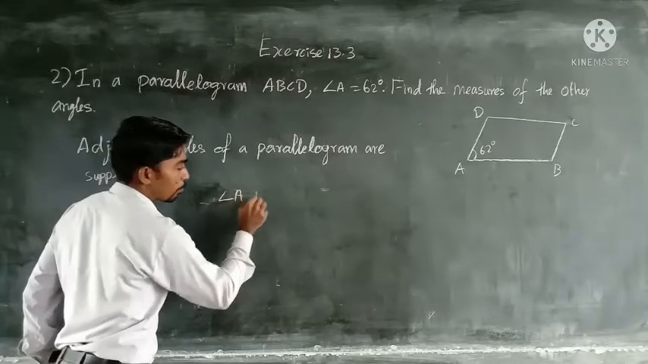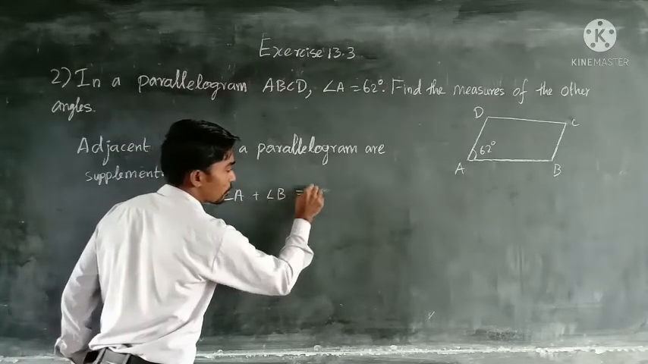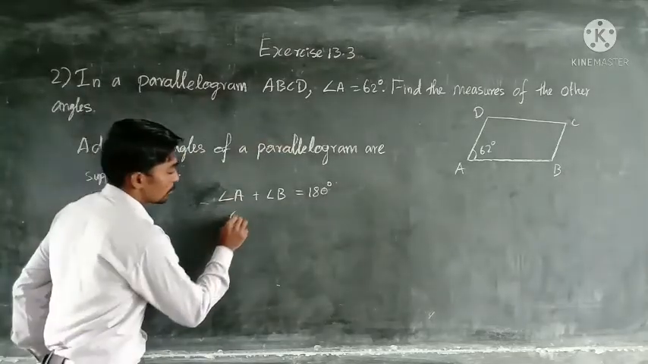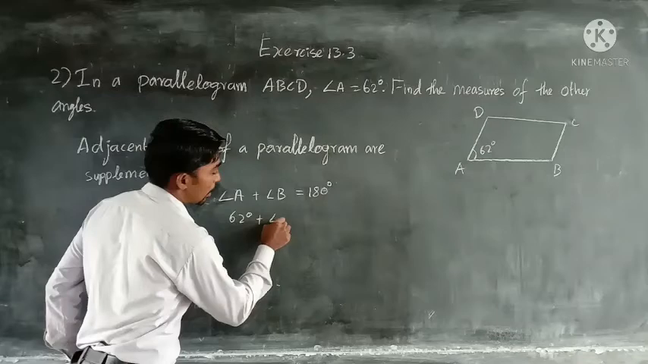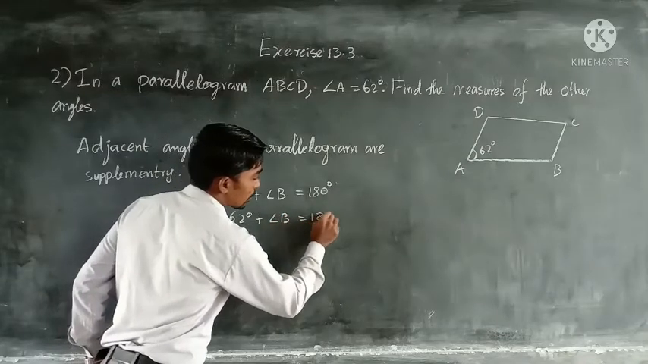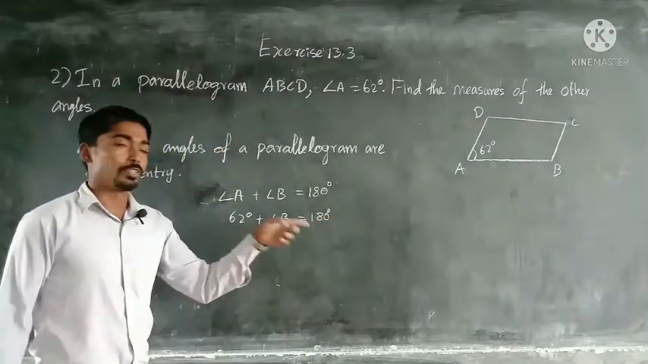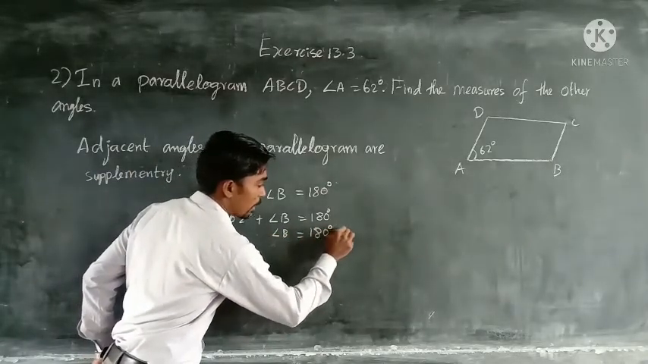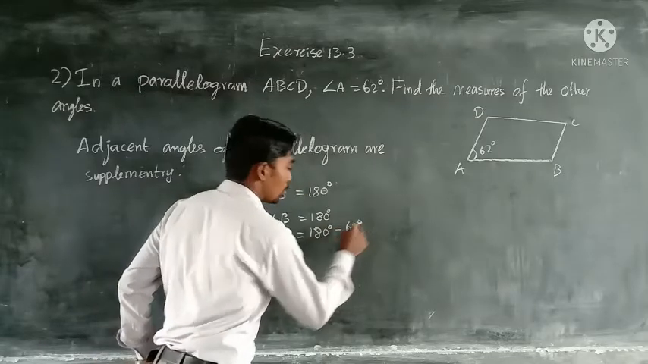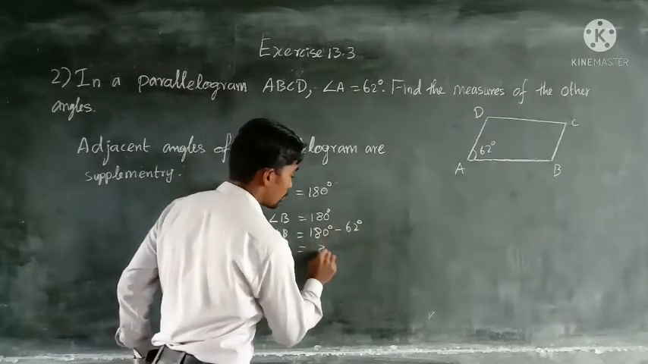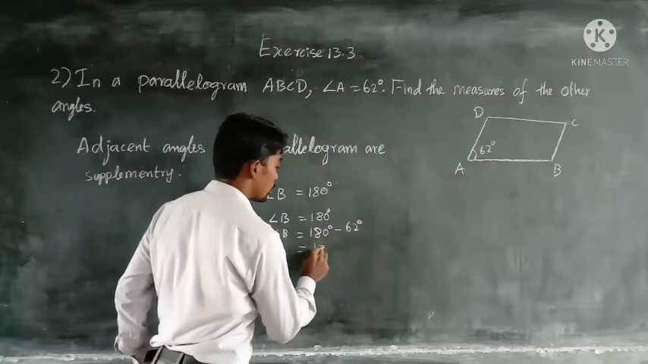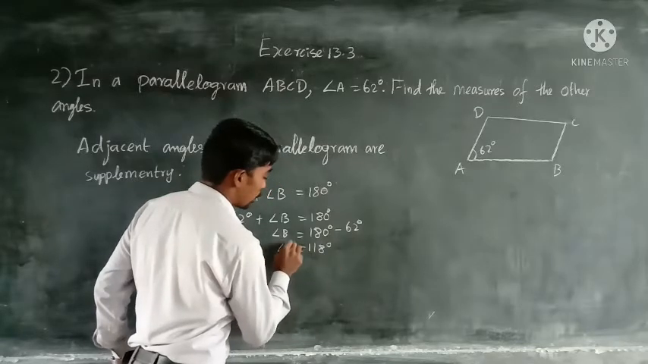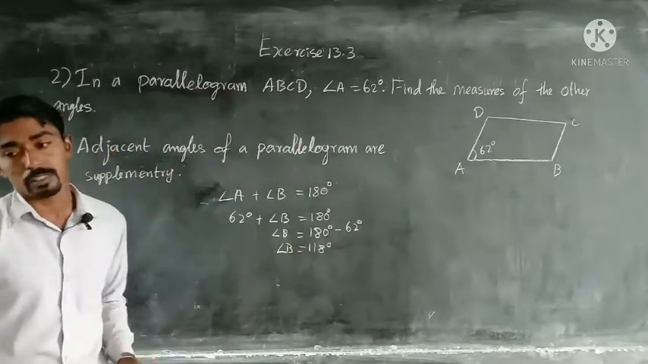Therefore, angle A plus angle B is equal to 180 degree. We know angle A, that is 62 degree. 62 degree plus angle B is equal to 180 degree. 62 degree we should take into other side. Angle B is equal to 180 degree minus 62 degree. 10 minus 2 is 8 and 7 minus 6 is 1. 1 minus 0 is 1. Therefore, angle B is 118 degree.